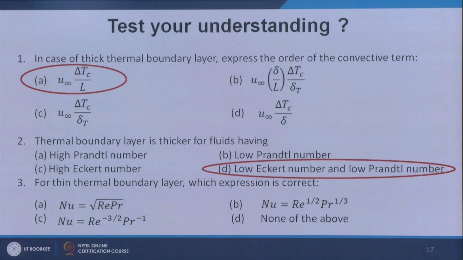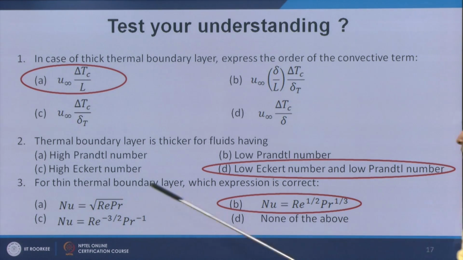For the third one, for a thin thermal boundary layer, which expression is correct? I have given four expressions for the Nusselt number, and the last one is none of the above. If you look carefully, the correct answer is this one: for a thin thermal boundary layer, Nusselt number is of the order of Re to the power half and Prandtl number to the power 1/3.